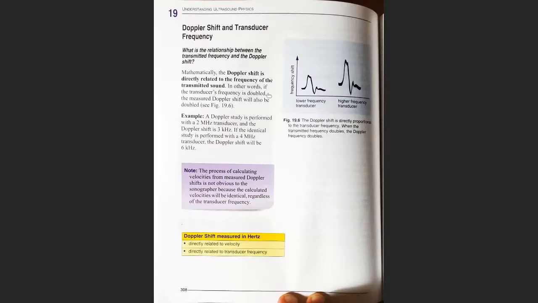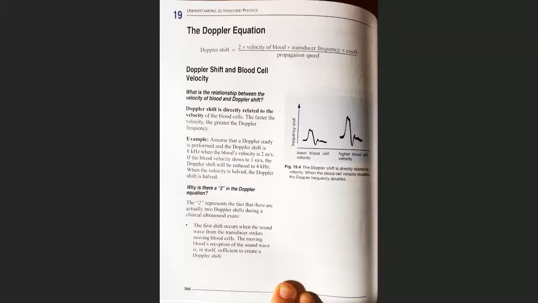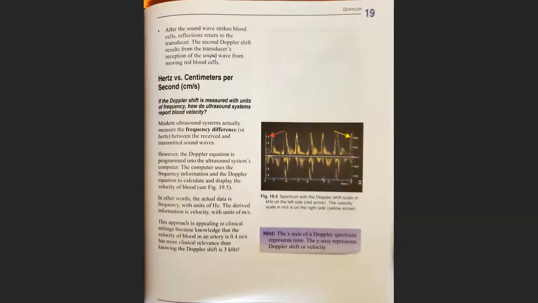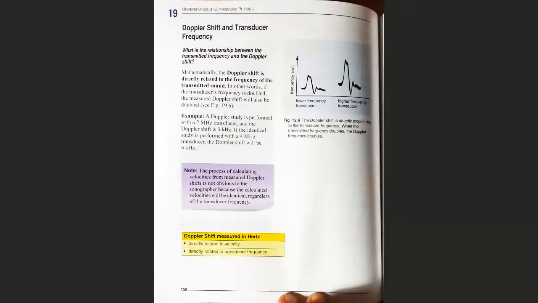Let's talk just a little bit about this. A few more questions. What is the relationship between the transmitted frequency and the Doppler shift? Well, mathematically, the Doppler shift is directly related to the frequency. That means the higher the frequency, the more the Doppler shift. Going back to that equation at the top, you see the higher the transducer frequency, which is in the numerator, the higher the Doppler shift. So they are directly proportional. In other words, if the transducer's frequency is doubled, the measured Doppler shift will also be doubled.